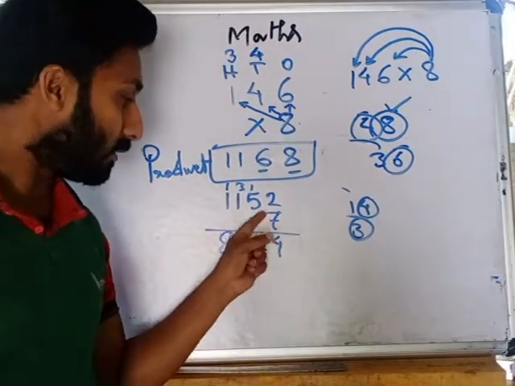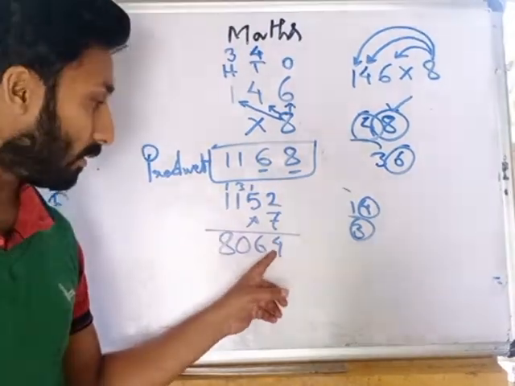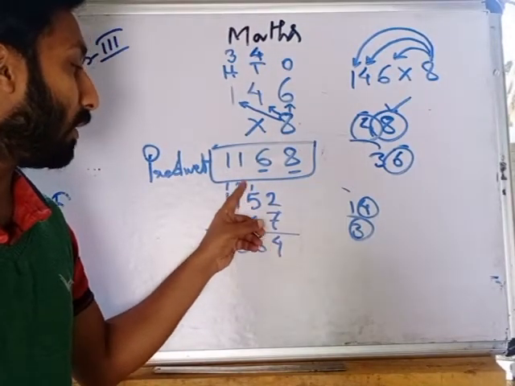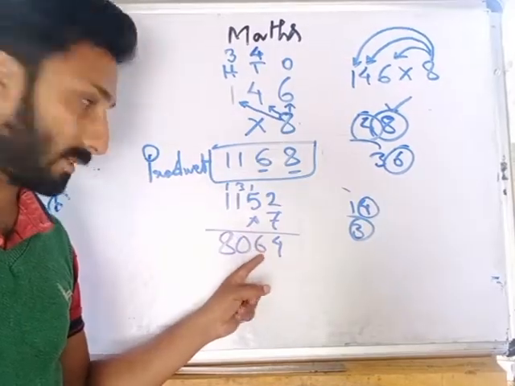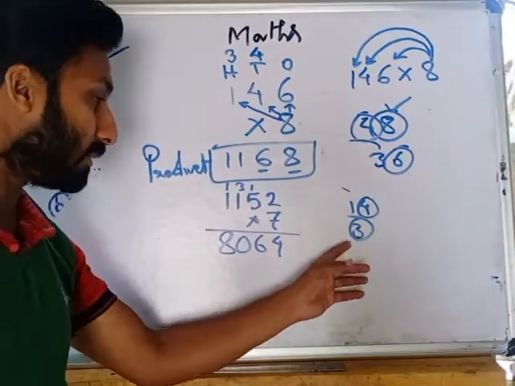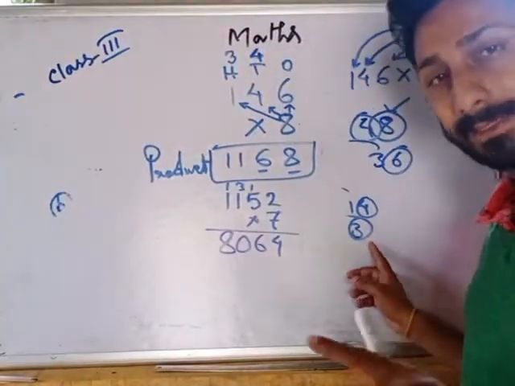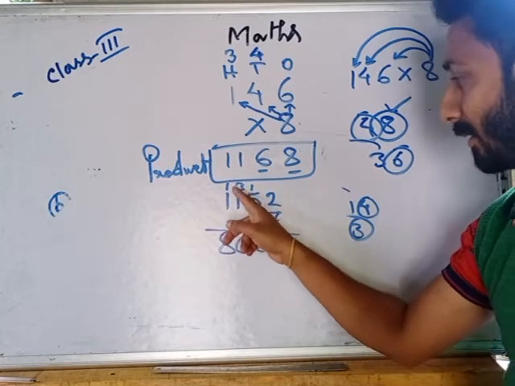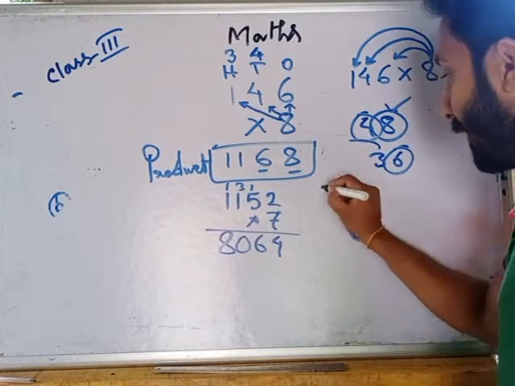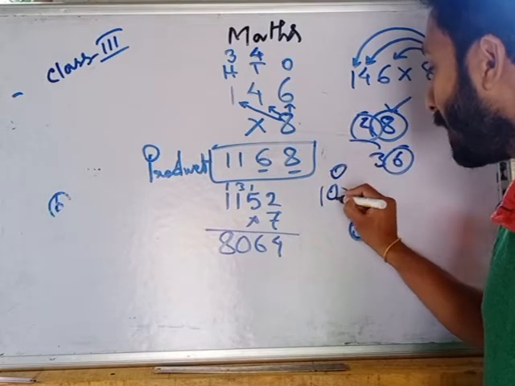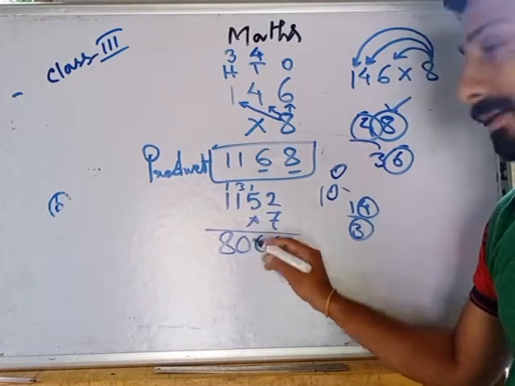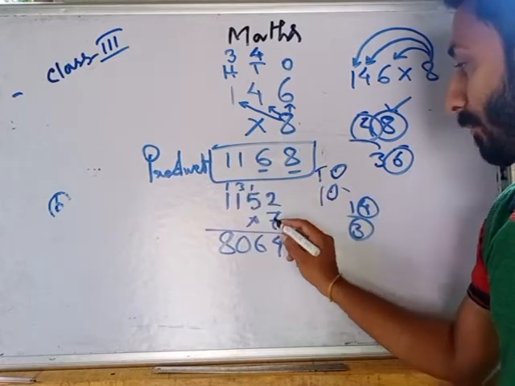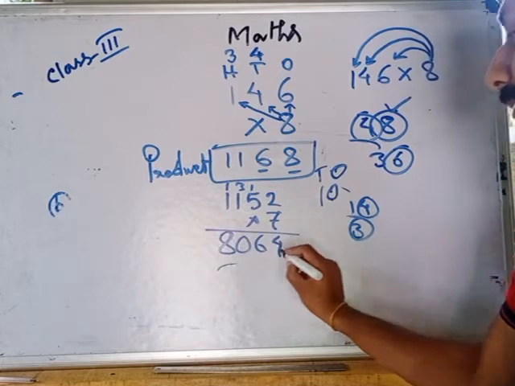Okay. 7 2s are 14, and 1 carries in the next left. 5 7s are 35 plus 1, that is 36. So we should write here 6. After that, 3 carries in the next left. 7 ones are 7 plus 3, that is 10. If it is 10, the ones place is 0. That means we should write here 0. That is the tens place, and 1 carries in the next left. 7 ones are 7 plus 1, that is 8.